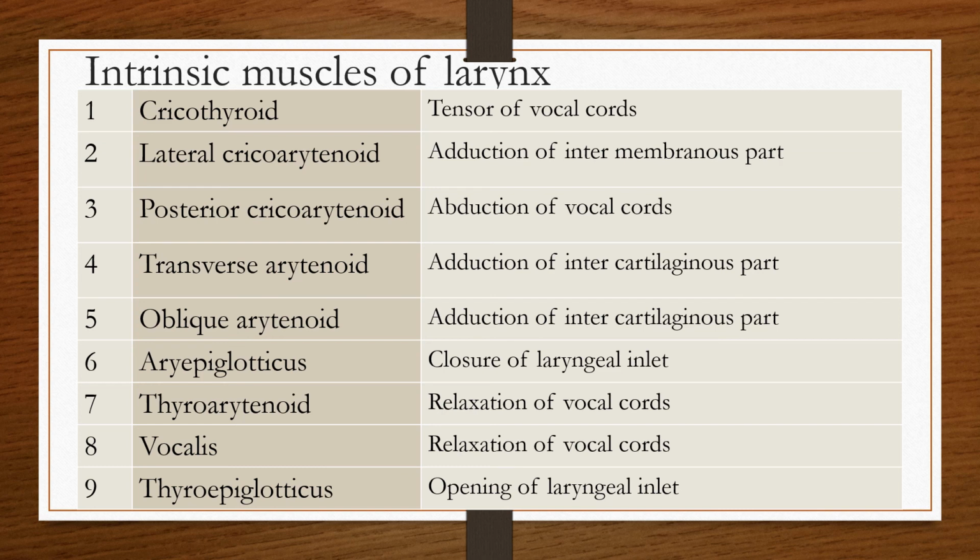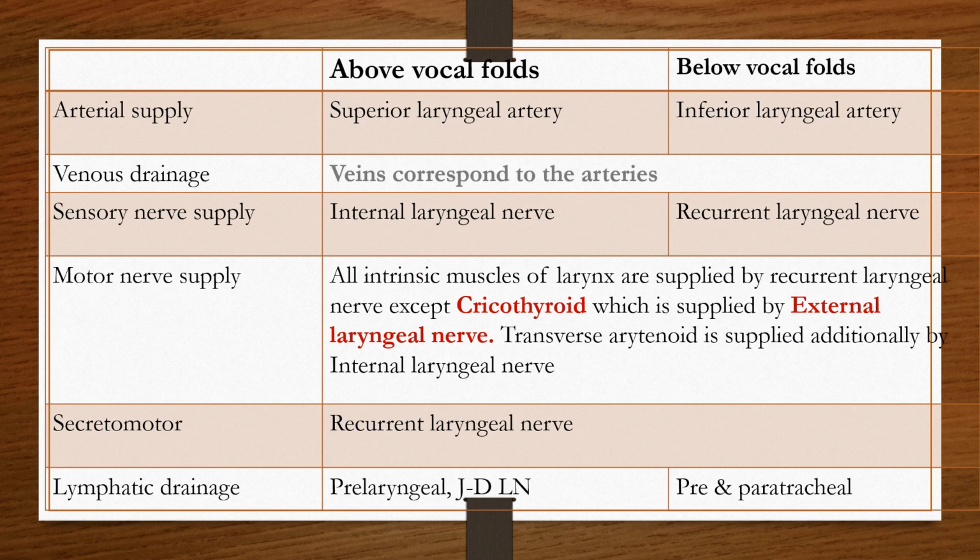This is a table just showing the intrinsic muscles and their actions, which we have already seen. Now to remember the blood supply and the nerve supply of the larynx, this is a chart which shows the blood supply. It is different above the vocal folds and below the vocal folds. So the vocal folds are called the watershed line of the larynx. The blood supply above is by the superior laryngeal artery, below is by the inferior laryngeal artery. The veins correspond to the arteries.